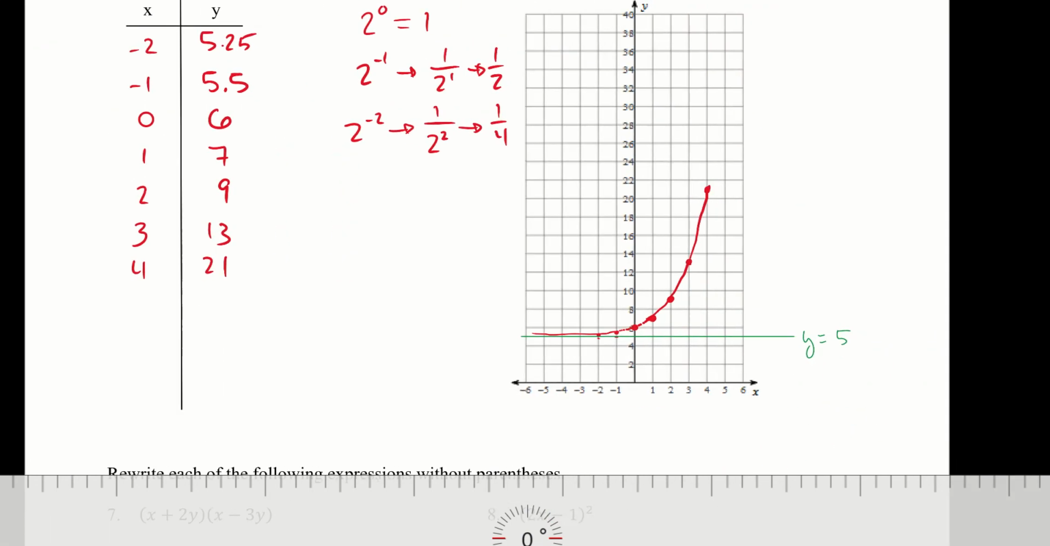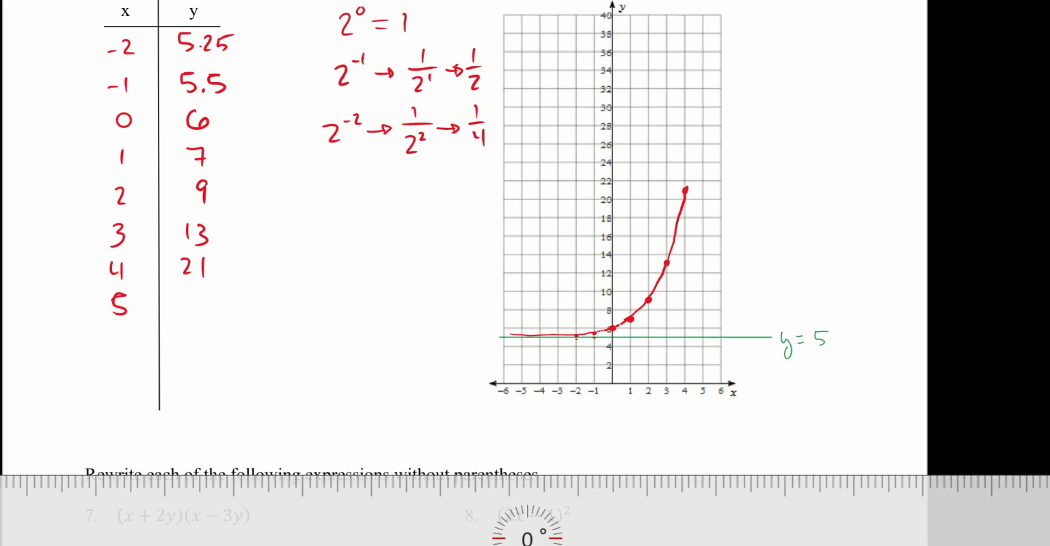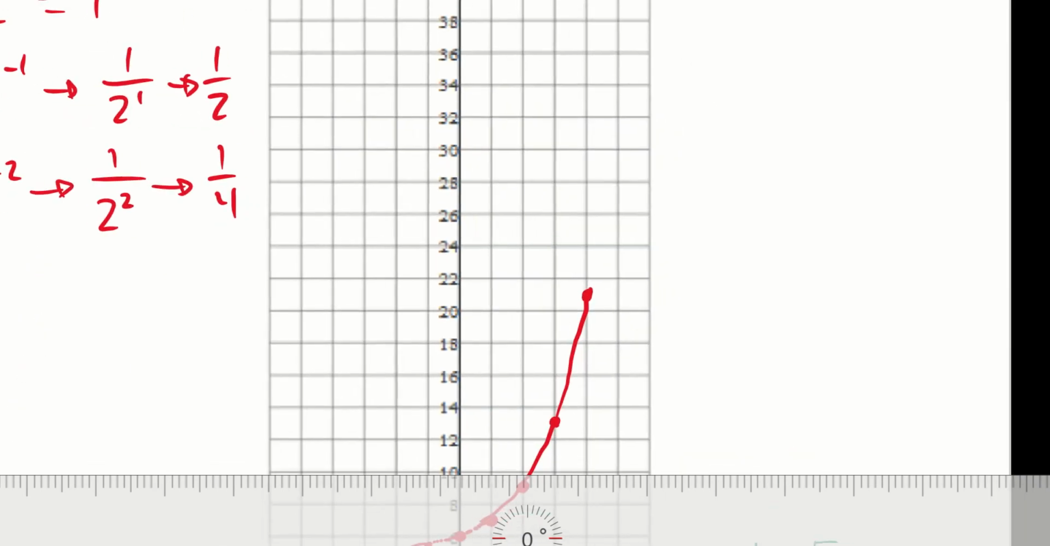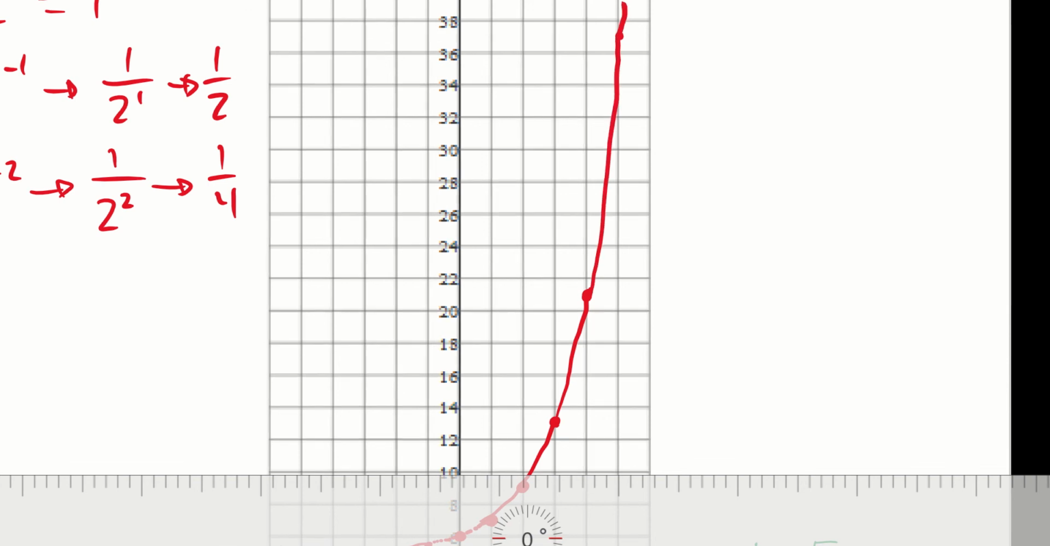I should get one more bigger value here. If I put in 5, I think I could do this. 2 to the 5th power, that's 2, 4, 8, 16, 32. And 32 plus 5 is 37. So is there room for 37? Yeah, there is. So 37 is right here. So this function is going like, there we go.